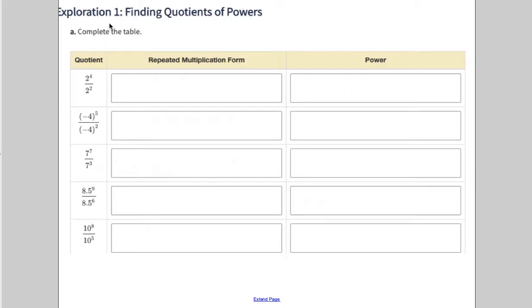So if you were doing this in exploration one, it says to write this as repeated multiplication. So I have 2 to the 4th divided by 2 to the 2nd power. There's your quotient. It looks like a fraction, but it's really division.